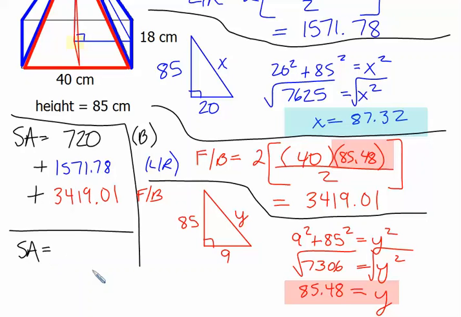Make sure you don't make a typo. Now, I'm keeping all the decimals on my calculator. It's nice if and when you can do that. And adding them up, I'm getting 5,710.79. Our unit would have to be square centimeters. Surface area involves two dimensions, so our unit would be square centimeters.